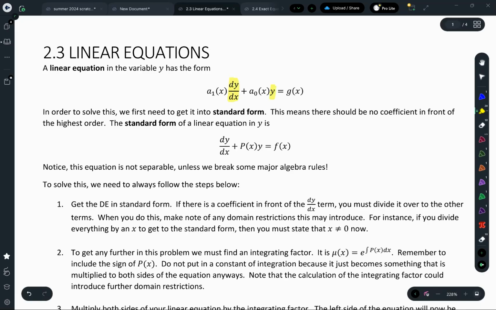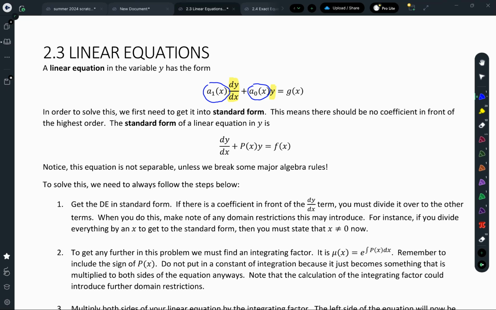We will see y. And the coefficients of dy/dx and y will both be functions of x. That's going to be a sub 1 of x and a sub 0 of x. And to the right of the equal sign will also be a function of x. We learned a couple of forms in the first couple of sections. One of those was the normal form and one of those was the differential form. But now we're going to see this standard form.